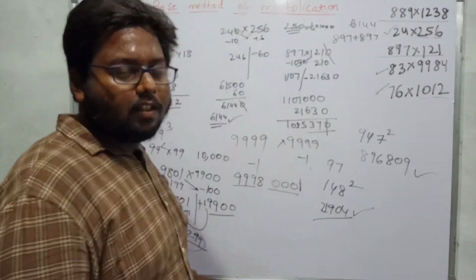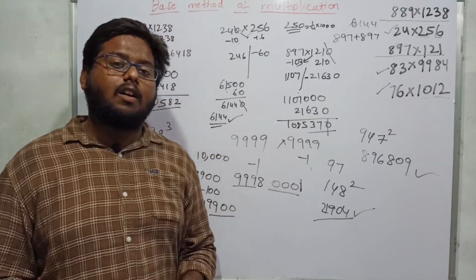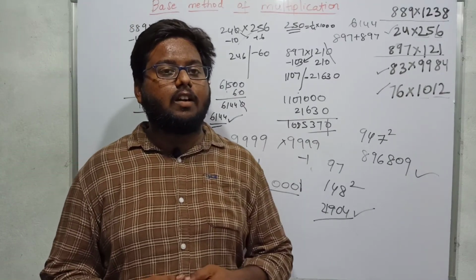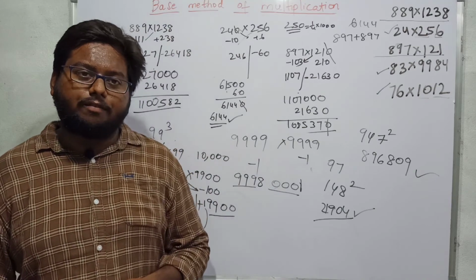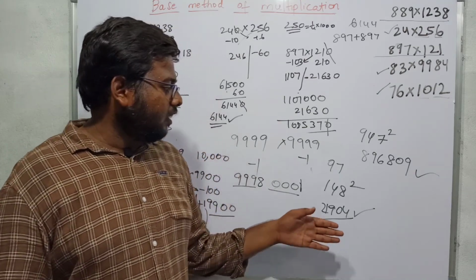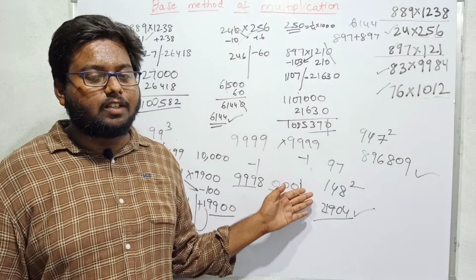So if you learn this concept clearly, and if you learn the squares of 1 to 50 numbers, then we can calculate the square of any number, that means a 3 digit number, a 4 digit number, like that very easily.